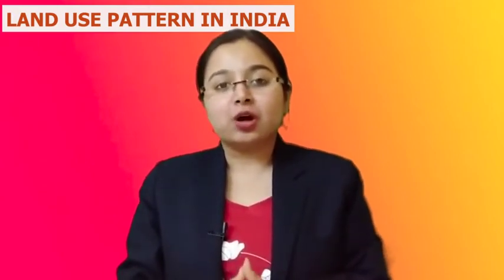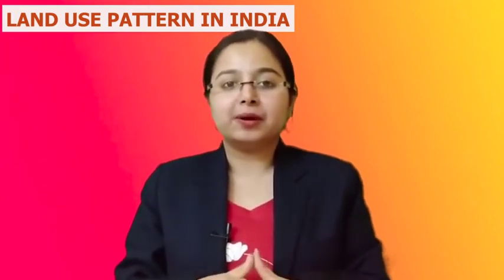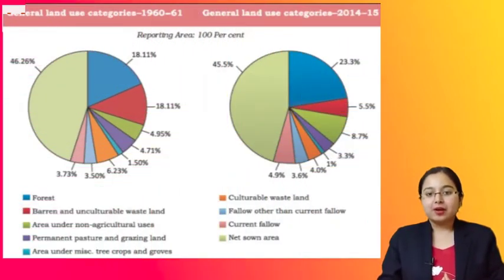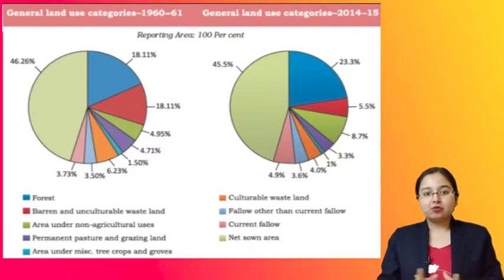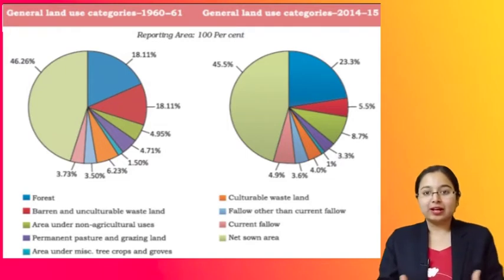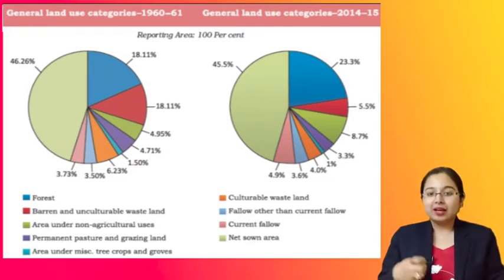Now children, we will be comparing the land use pattern of 2 years. First is 1960-61 and the second is 2014-15. So first is forest. As I told you, in every country forest is there. If I talk about forest, then in 1960-61 the forest area was 18.11%, and in 2014-15 it increased to 23.3%. This is a good indicator that forest area has increased.